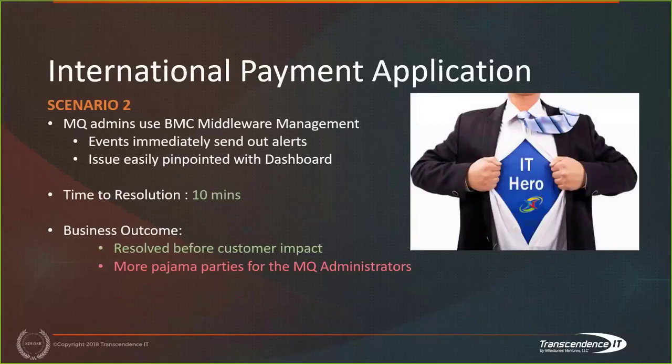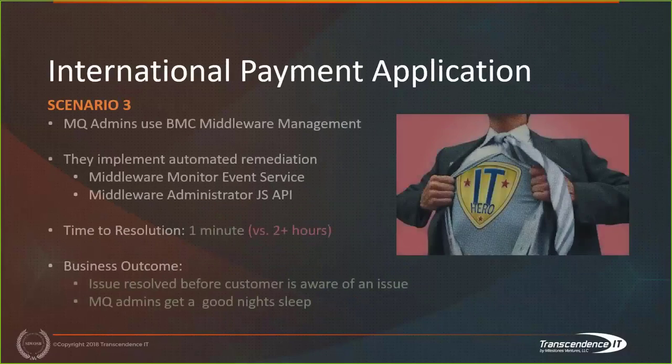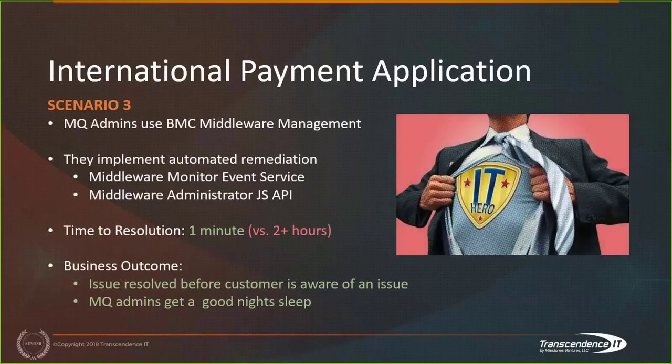Despite the new, incredibly fast mean time to resolution, we saw that Fred and Barney still had to wake up in the middle of the night to fix their problems. Finally, to help them get a full night's rest, Fred and Barney decided to take full advantage of the Middleware Monitor event service and the Middleware Administrator JavaScript API to implement automated remediation. This retained a short mean time to resolution, but did not require Fred and Barney to interrupt their sleep.